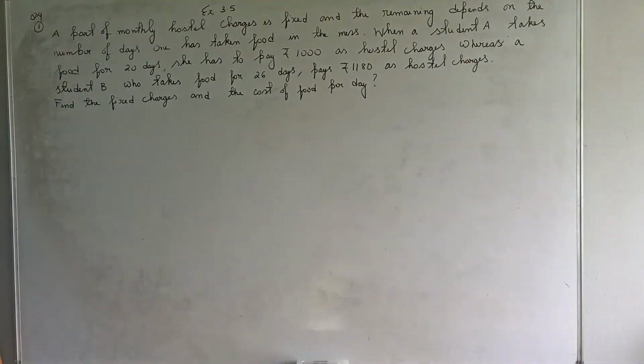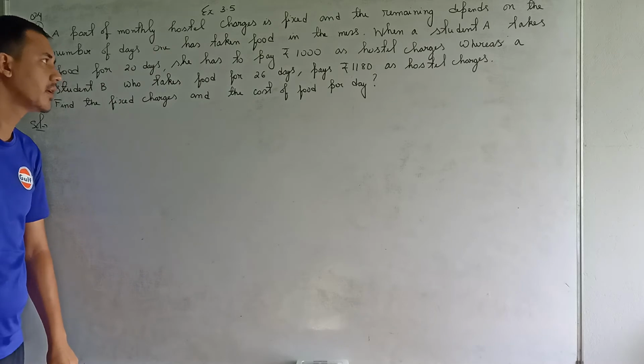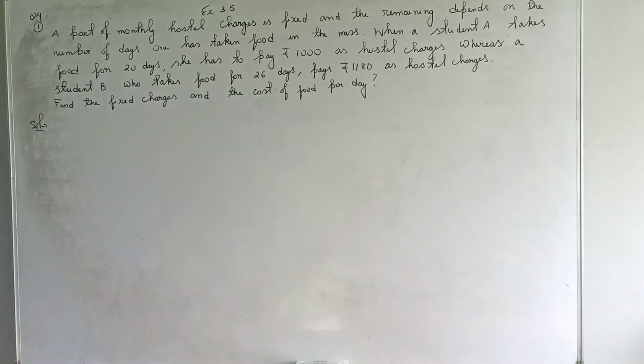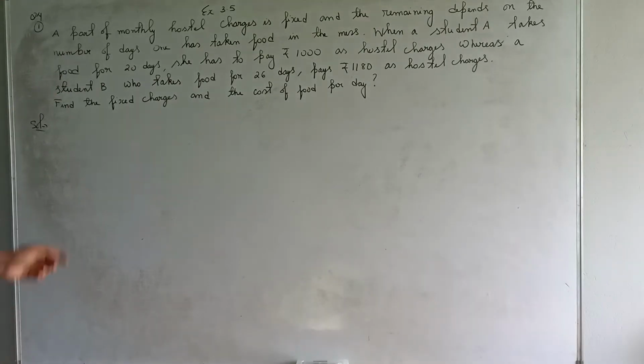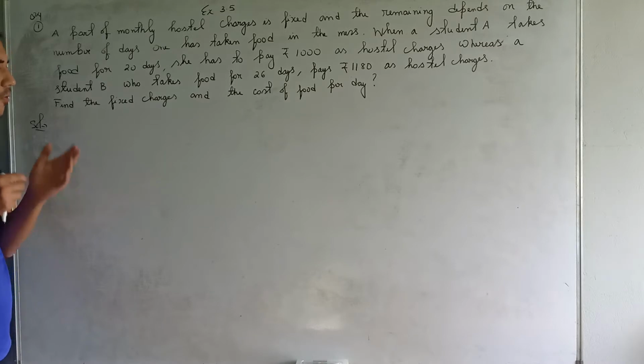So the first question says, a part of monthly hostel charges is fixed, and the remaining depends on the number of days one has taken food in the mess. Suppose you join a hostel, then first of all you need to pay the fixed charge. And then the rest of the charges depend on how many days you are taking food in the mess. Alright?